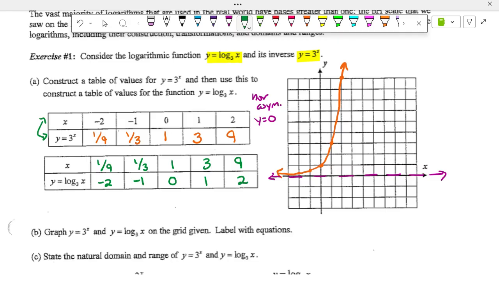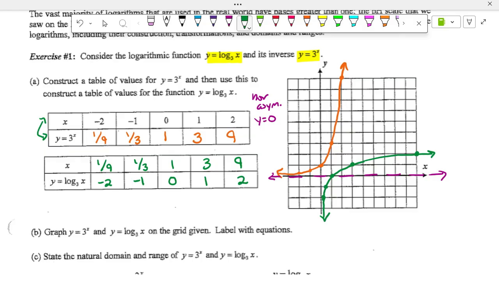So if I graph that, I have (1/9, -2), (1/3, -1), (1, 0), (3, 1), and then (9, 2). So here's my logarithm graph.